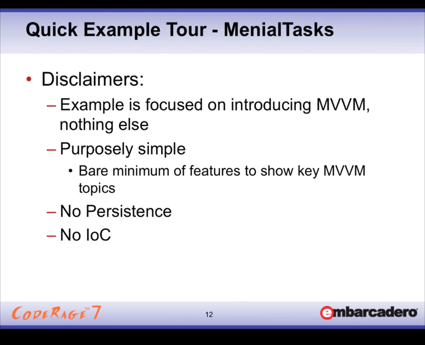Let's drill in to an example. I've got an example application called Menial Tasks. It's a simple task management application. It's focused on introducing MVVM and nothing else. And I've kept it purposely simple. It's just got the bare minimum number of features that I needed to show some key MVVM topics. There's no persistence, there's no inversion of control. I'll talk about that, why that matters later on. It's purposely simple.